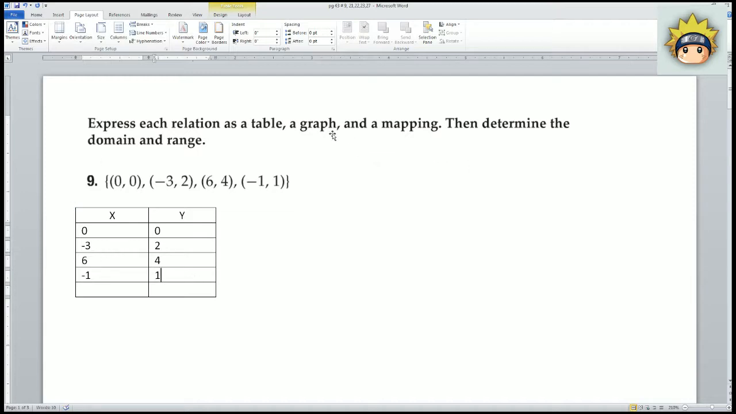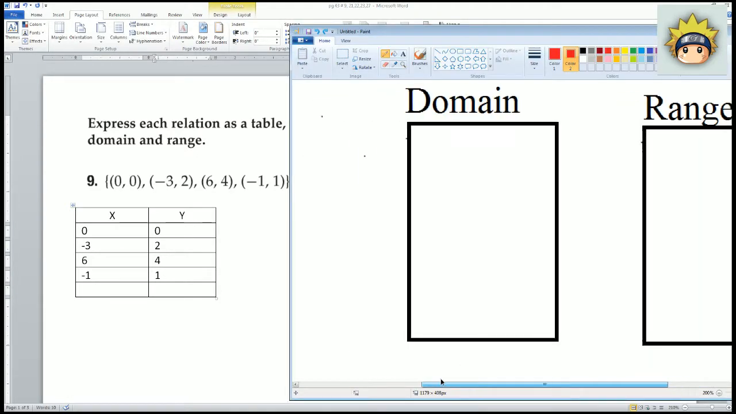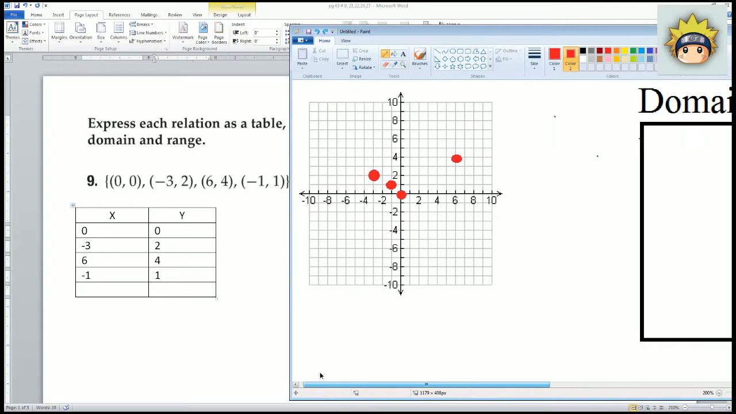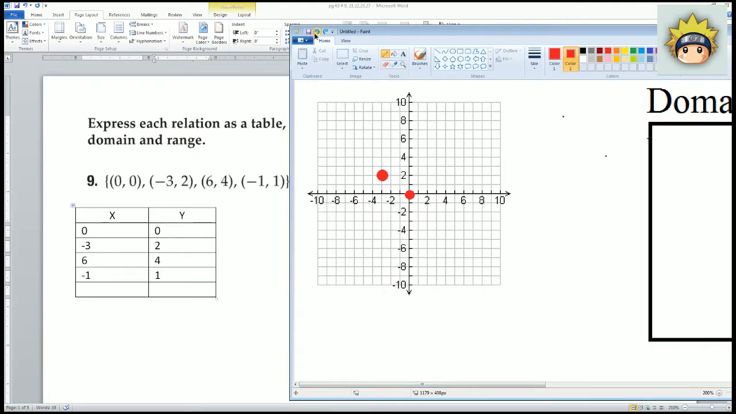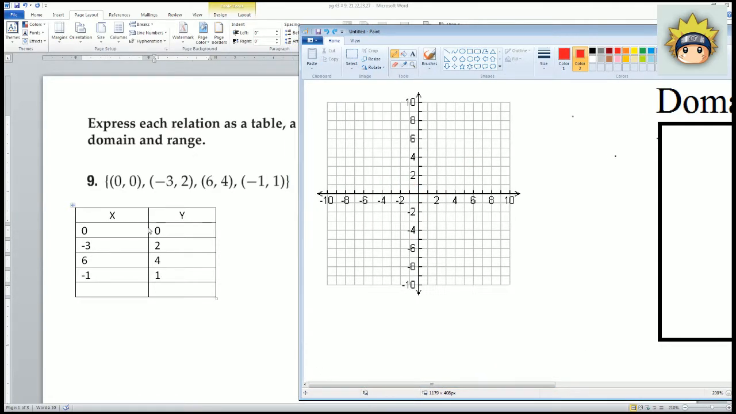Next, we want that in a graph format. So what I have here is the graph. First of all, let's look at the first point: 0, 0. That is right in the center at 0, 0. The next one, I have to go to -3, 2. So go -3, you have to go left, 1, 2, 3, then up 2. Okay, -3 to the left, then up 2.